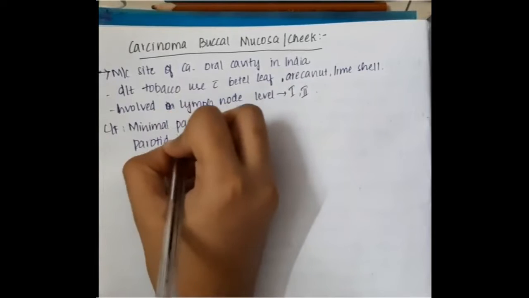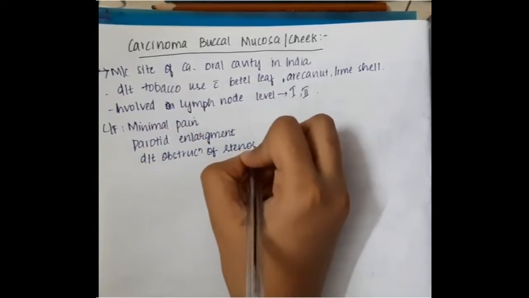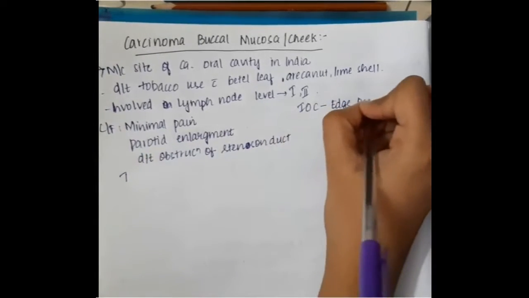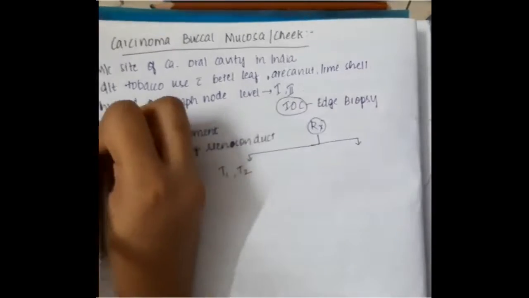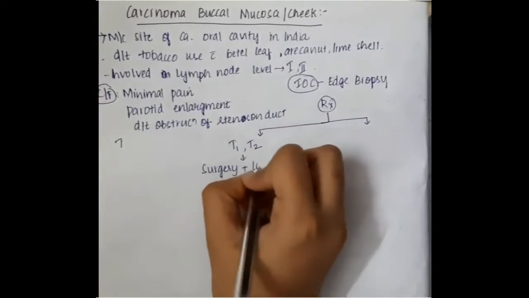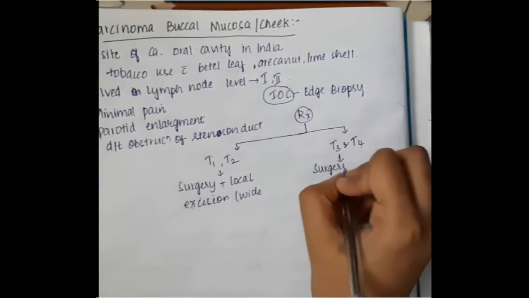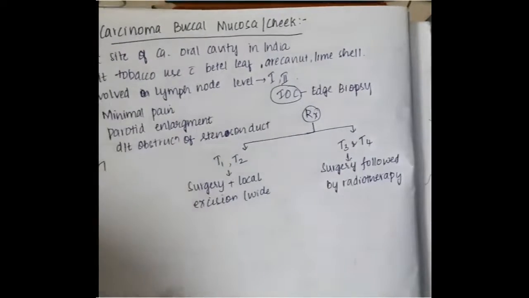Here we see clinical features like minimal pain. Sometimes parotid enlargement can be seen due to obstruction of Stenson's duct. The investigation of choice here is edge biopsy, and treatment is based on the tumor size. In T1 and T2, we do surgical excision, wide local excision. In T3 and T4, we do surgery followed by radiotherapy.